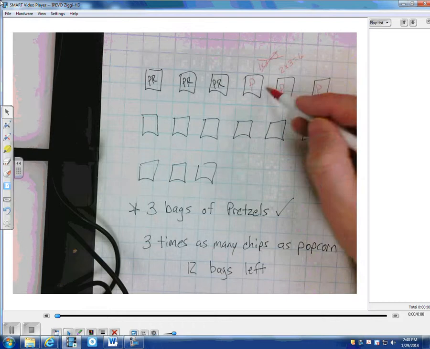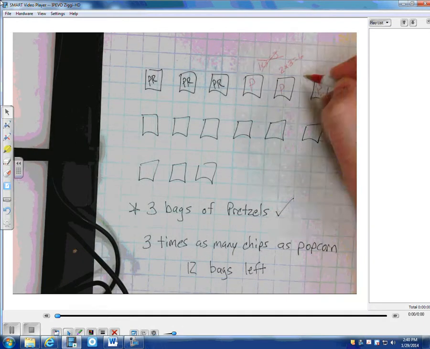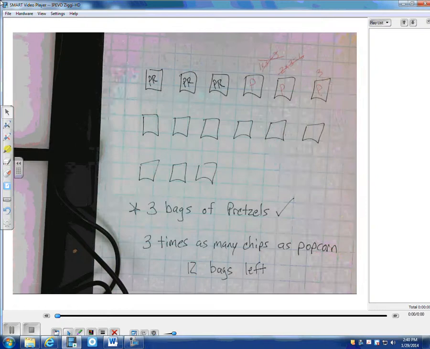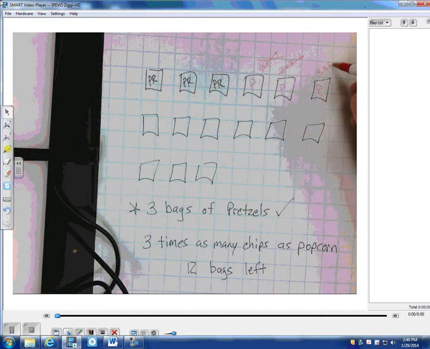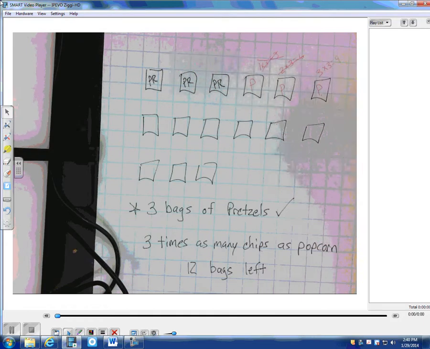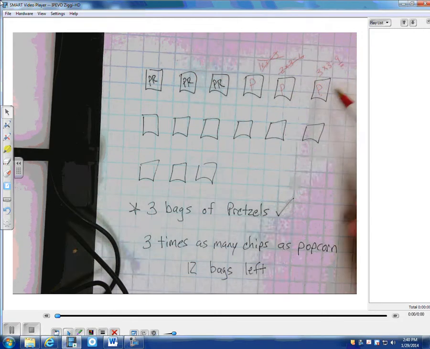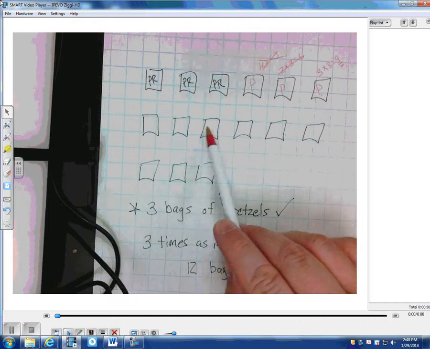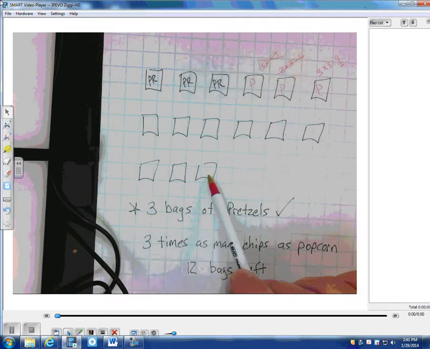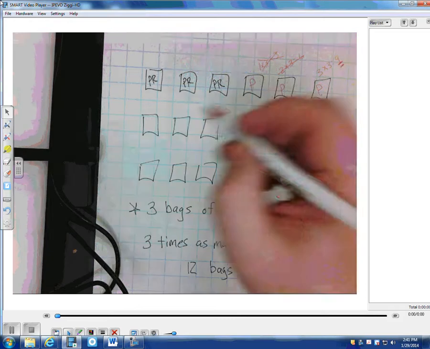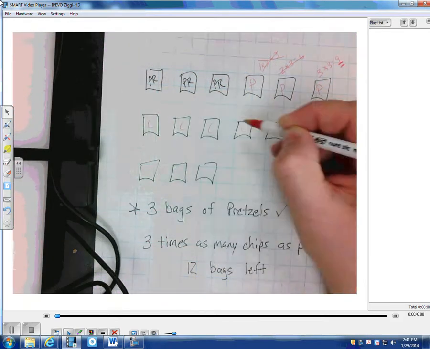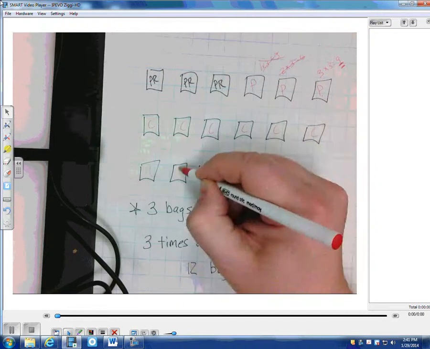Okay, so let's see if I do it this way. Now I have 3 bags of popcorn. I know I have 3 times as many bags of chips. So 3 times 3 is 9. That would tell me that I have 9 bags of chips. So would that work? I have 1, 2, 3, 4, 5, 6, 7, 8, 9. I have 9 bags left. So yeah, that would work. So I would have 9 bags of chips.